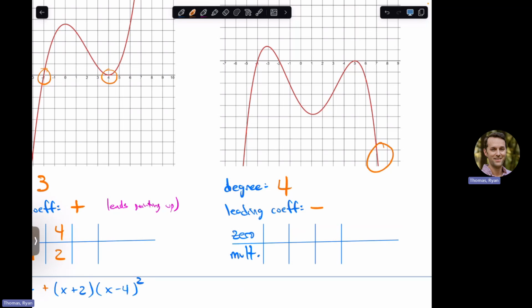On Blackboard, the thing about how to translate the end behavior. As x goes to positive infinity, the function values are going to negative infinity. So in other words, pointing downward.